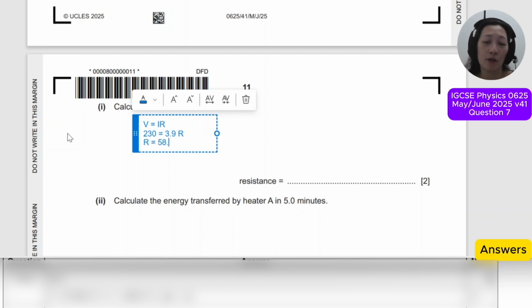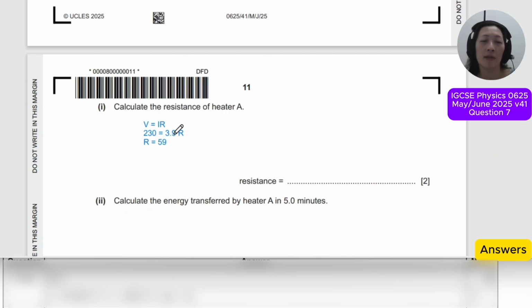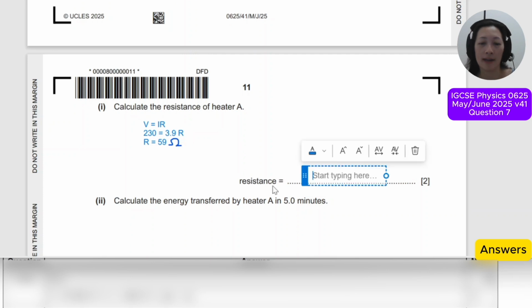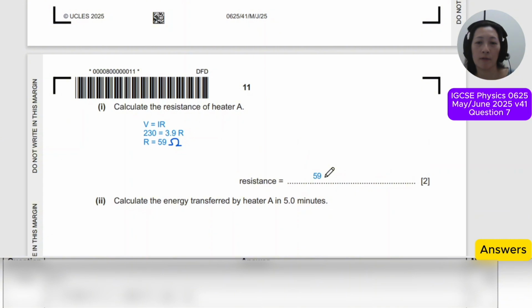When you calculate it, you would get 58.97 ohm, but you don't have to write so many digits because remember that in Cambridge IGCSE, they prefer you to write the answers in 2 significant figures. So we can just write this to 59 ohm. So this particular tool doesn't allow me to type in or copy and paste the ohm symbol, so I'm going to write this out with the pencil. So ohm. And that's the answer we can write in the space over here, 59 ohm.